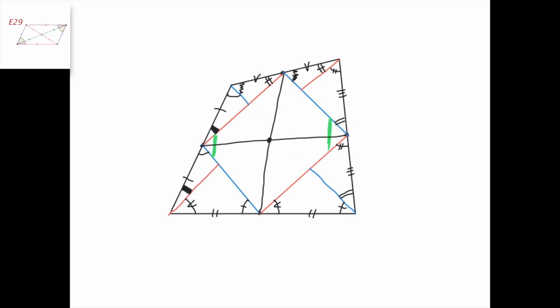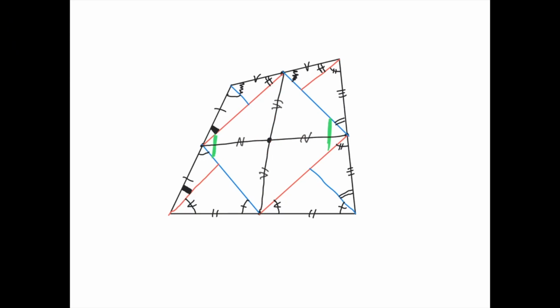So here I constructed the intersection point of the diagonals in the parallelogram, and we know from the properties of the parallelogram that these diagonals intersect each other at a point which is the common midpoint of these two segments. So this segment equals this segment, and this segment equals this segment. It turns out that this point is actually the center of mass of the whole quadrilateral.